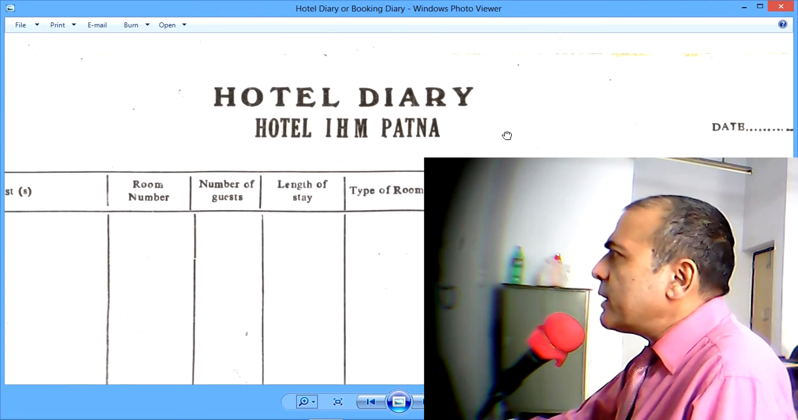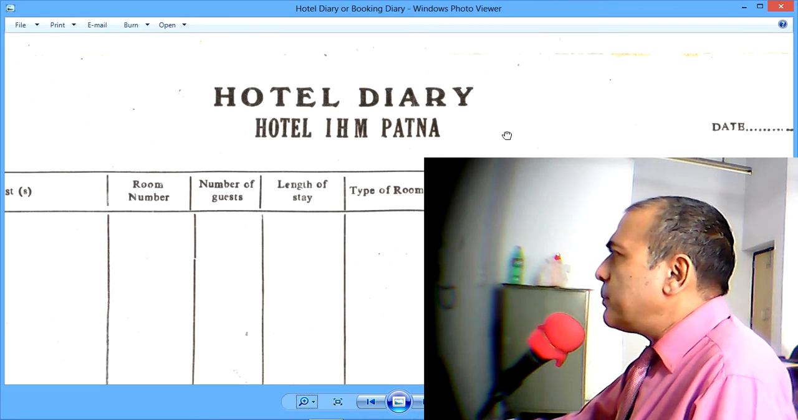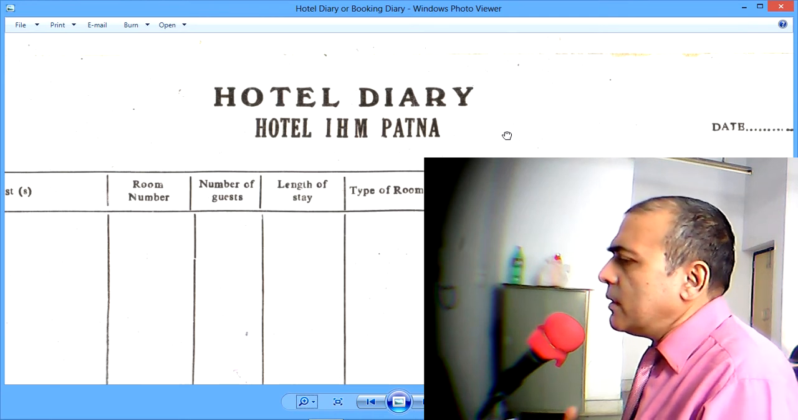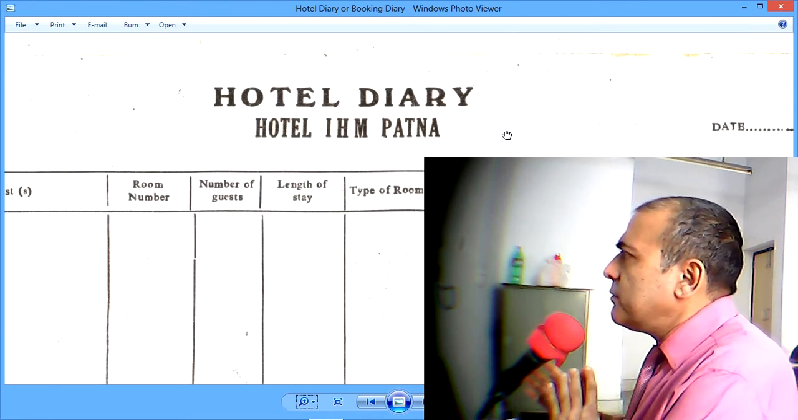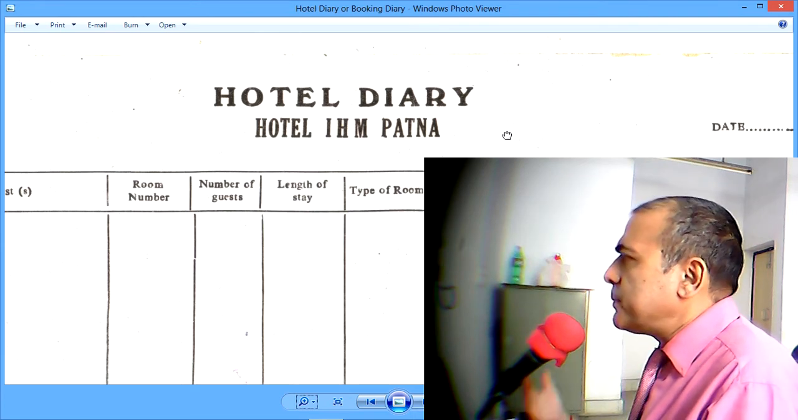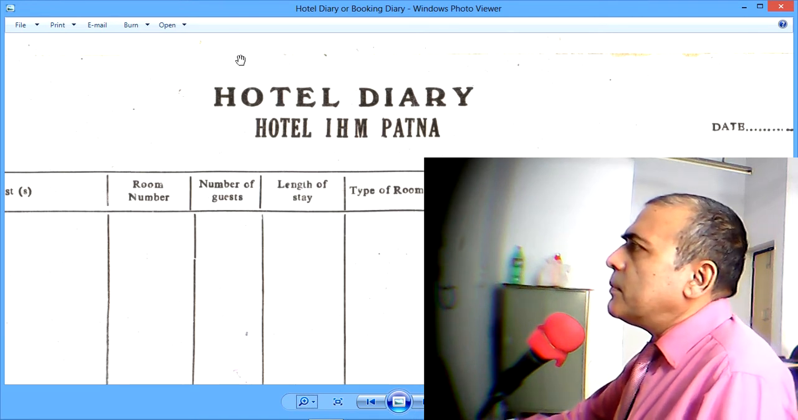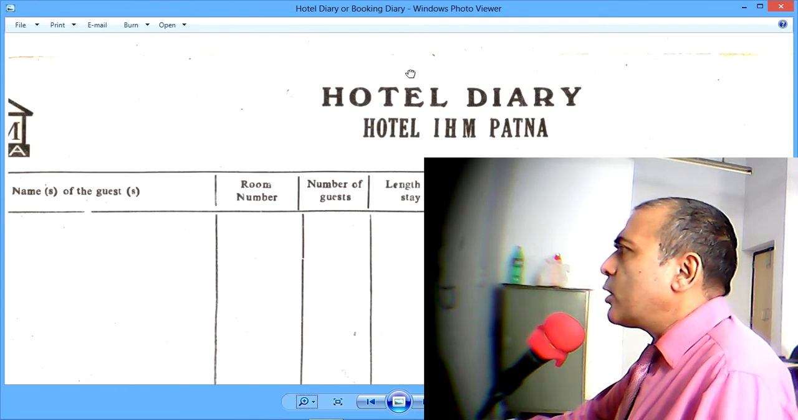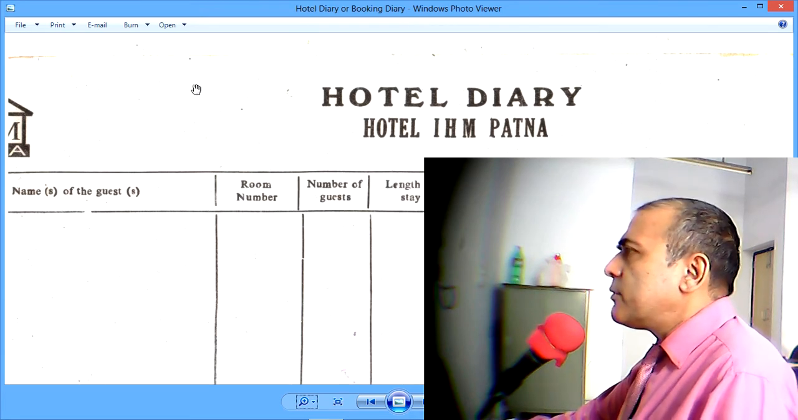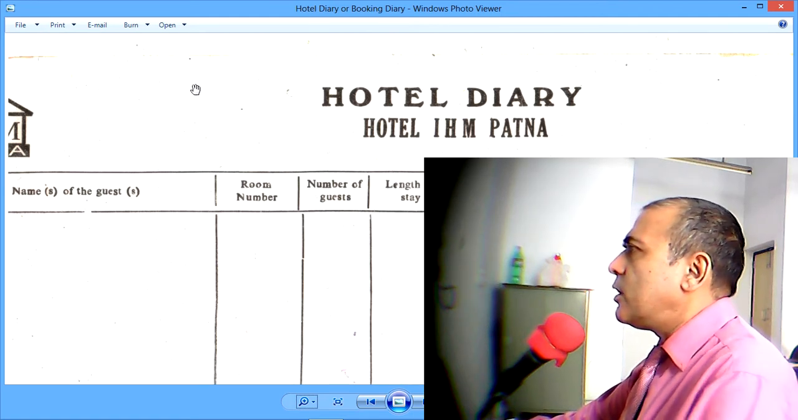Most of us are familiar with a diary. A diary is for 1 year. The first page of the diary records the diary writer's first day of the year, that is 1st January, and the last page of the diary is 31st of December of that same year. So this hotel diary records reservations of a hotel from 1st of January of a certain year till 31st of December of that same year.